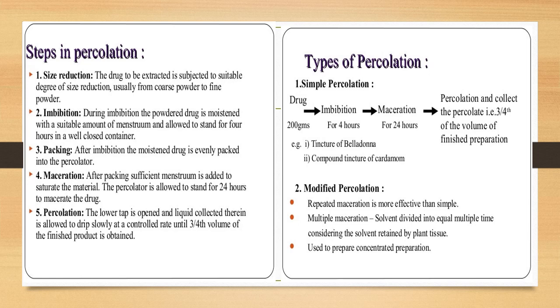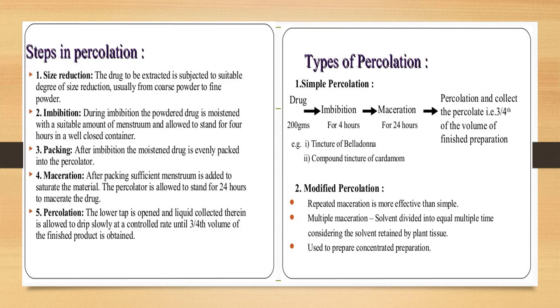So, types of percolation. First one is simple percolation. In this, the drug undergoes the imbibition process for about 4 hours. After imbibition, the sample undergoes maceration for about 24 hours. Then after maceration, the sample undergoes the percolation process. Then the final product is collected through the stopper. Examples for this method are tincture of belladonna and compound tincture of cardamom.